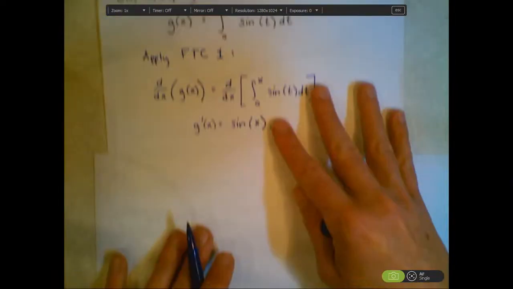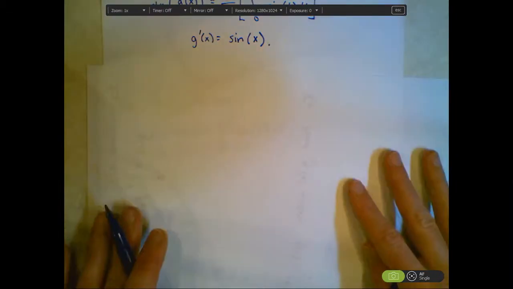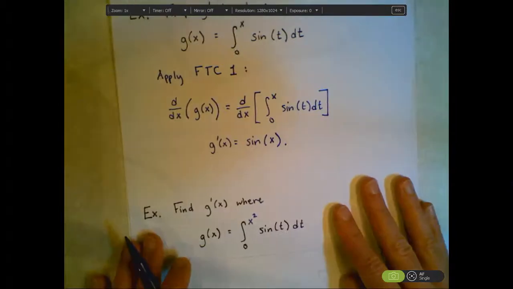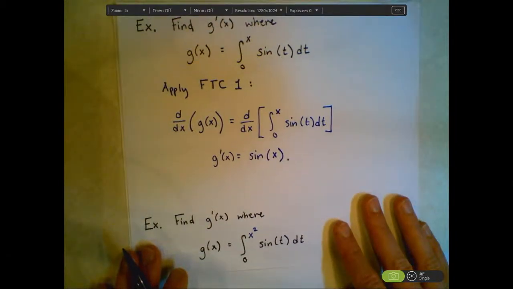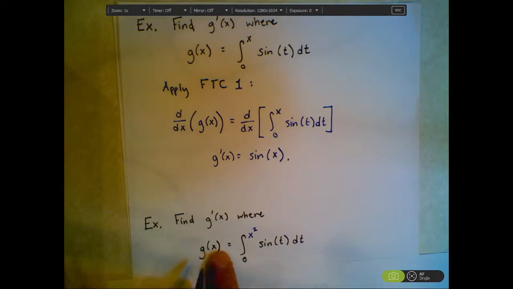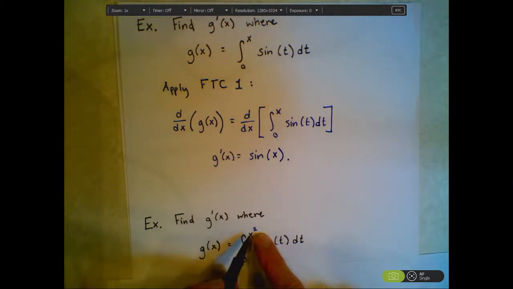Here's an example where a little more work is involved. This is almost exactly the same problem. Maybe I can put this on the same screen at once. Yeah, it's almost exactly the same problem. Here's my g of x function. But here, instead of integrating from 0 to x, I'm integrating from 0 to x squared. Now, how does that affect this?